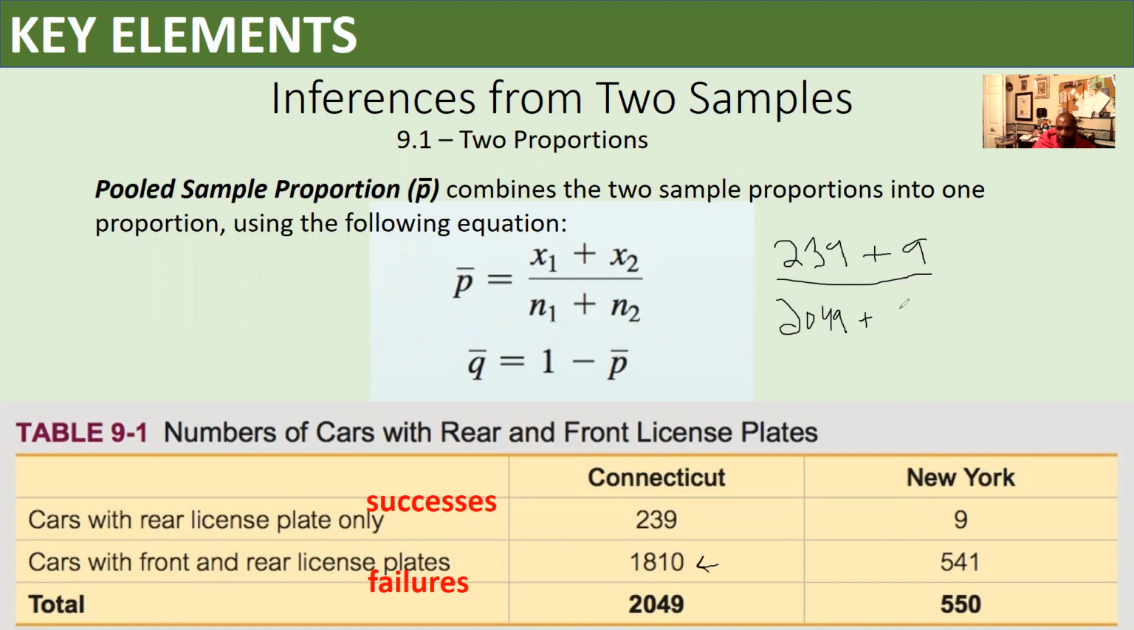The sample size for New York is 550. I always suggest that we take baby steps. When we take these baby steps, we're going to find that the numerator right here is 248, and the denominator is 2,599.